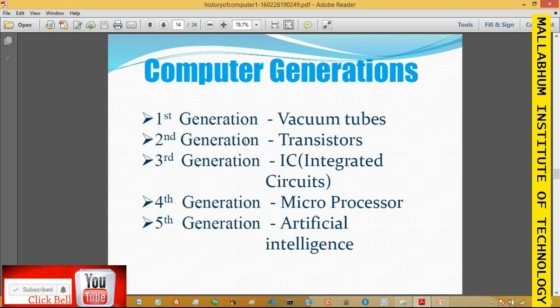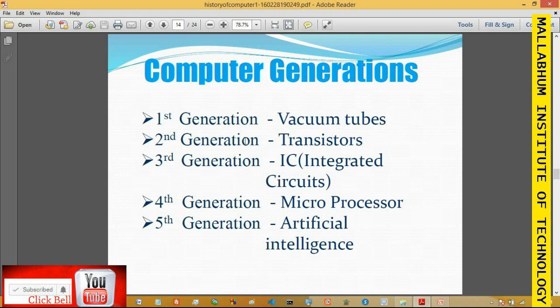The hardware feature of this technology is fixed point arithmetic, and the software features are machine language and assembly language. The computers built in this first generation are UNIVAC, IAS, Institute for Advanced Study, ENIAC, and different other computers, and this generation lasted from 1946 to 1954.